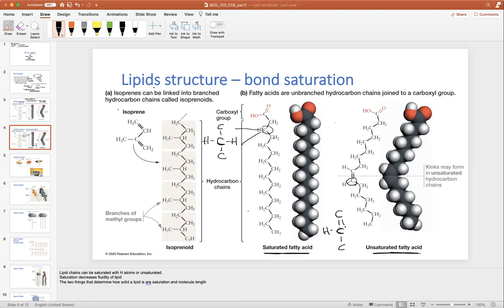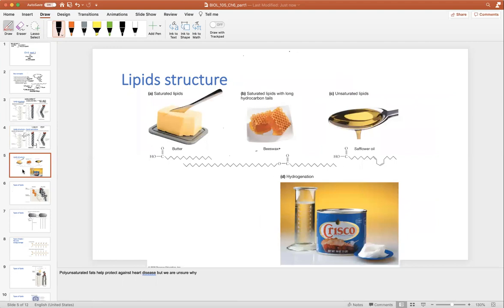So why is this important? Well, it turns out whether a lipid is saturated or unsaturated is important to whether or not you're looking at a lipid that is a liquid or a solid. Okay, what do I mean by that? Well, let's look at this next slide. All right, so butter is a very delicious solid fat, isn't it? Shortening is a delicious solid fat.